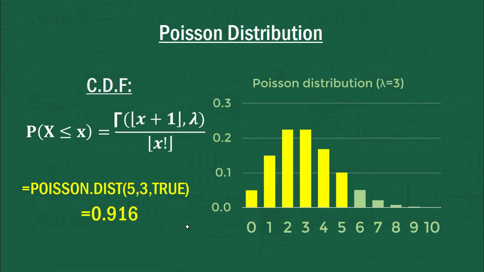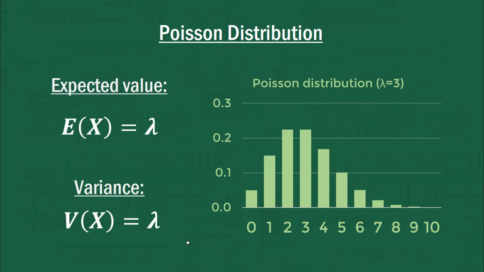But for this purpose, we can use Poisson.dist again, but make sure we write true as that third argument. And in that case, it's going to sum up for us all of these bars up to and including the outcome where there are 5 events. So it'll sum up all of those and we get 0.916.